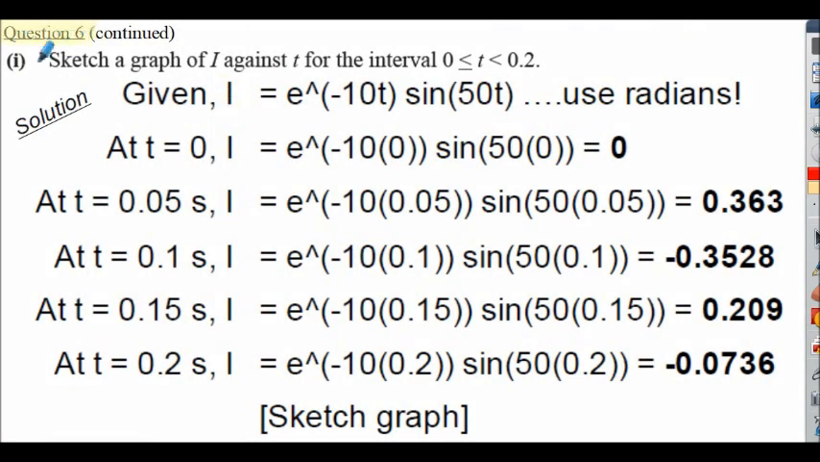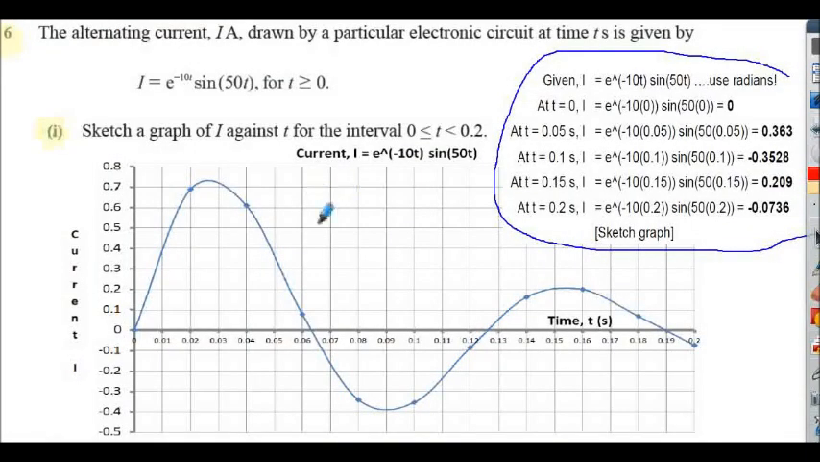Question 6, part 1, I've actually calculated here some values to help me sketch the graph. So various values of t used here. I'll show you the graph on the following slide. Question 6, part 1, here's the graph. I've actually used Excel for clarity here, but obviously you can just sketch the lines through the points you've calculated.